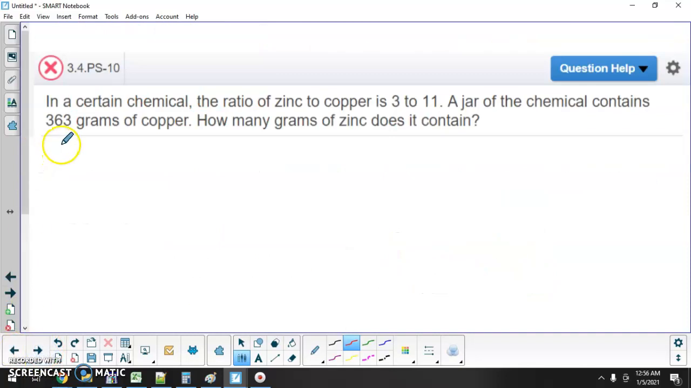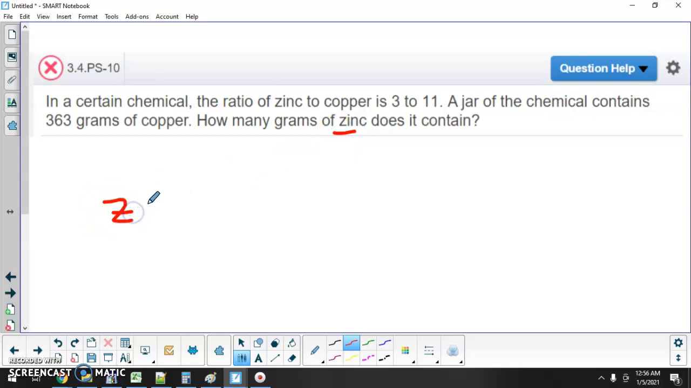All right. This one's a little bit harder. In a certain chemical, the ratio of zinc to copper is 3 to 11. A jar of the chemical contains 363 grams of copper. How many grams of zinc does it contain? Okay. So here, we know the ratio of zinc to copper is 3 to 11. Okay, so we're looking for zinc. How many grams of zinc does it contain?